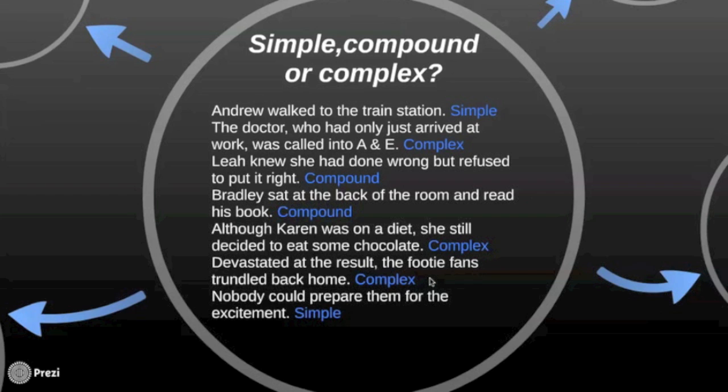Okay, this sentence here is also a complex sentence. Devastated at the result, the footy fans trundled back home. So you've got your main clause at the end, the footy fans trundled back home, and you've added some extra information in the form of a subordinate clause at the beginning, devastated at the result. And again, a comma because your subordinate clause comes at the beginning. And this final one here is a simple sentence. Nobody could prepare them for the excitement. So that tells us just one thing, no extra information added. That is a simple sentence.